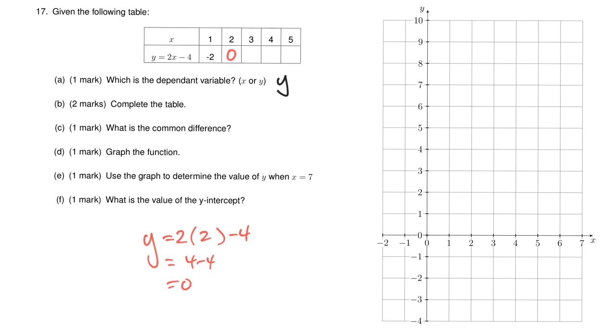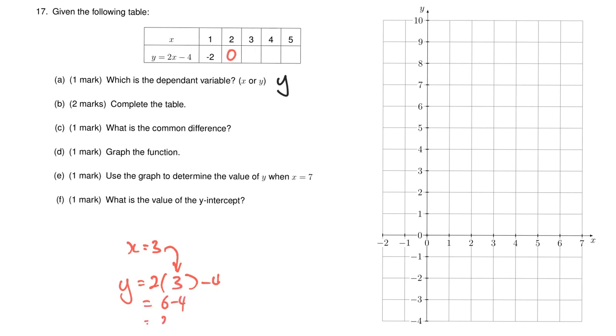Let's see if we can erase this. And then now I can do the next value. So in this case, when x equals 3, when I substitute that in, create the space, put the 3 into that space, I get y equals 6 minus 4, which equals 2. So when x equals 3, y equals 2. And if I repeat that process, I'm going to get values of 4 and 6. I've now completed the table.